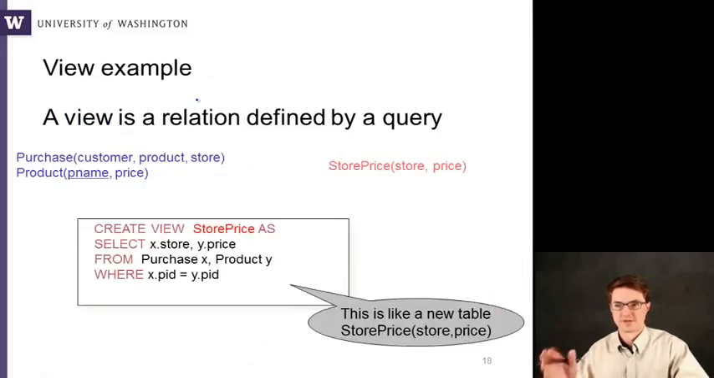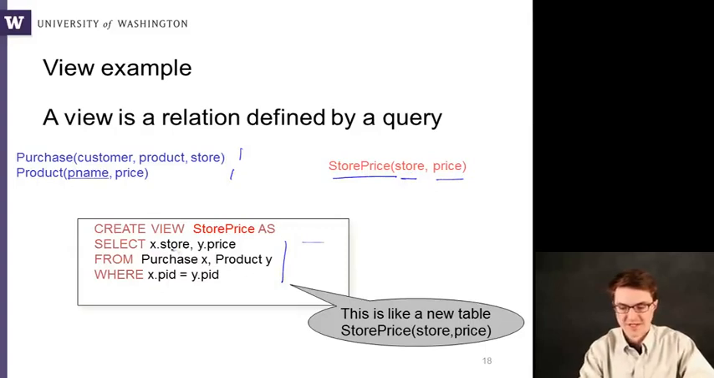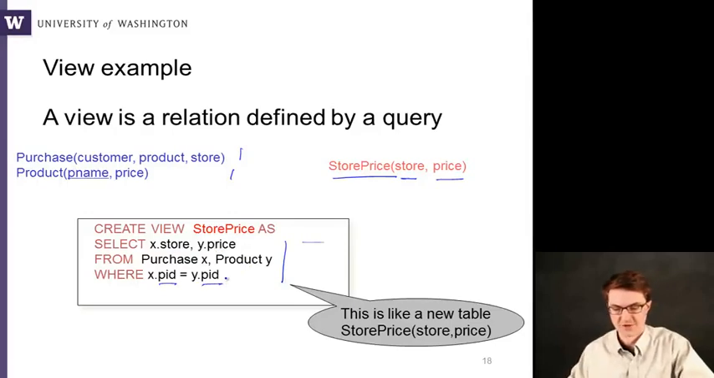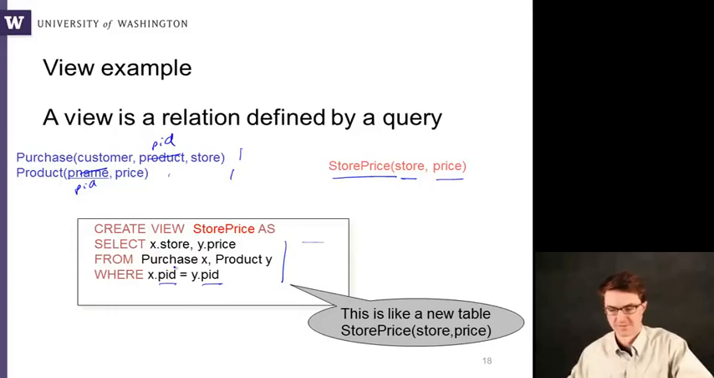Okay. So let's see an example. Given the schema purchase and product, define a view called store price with two columns, store and price, that has this definition: select store and price from purchase and product where the product IDs are equal. This is a little funny because we didn't put PIDs here, so this is a little bit wrong. So assume that this is PID, and assume that this is also PID. And then it matches the query down here.